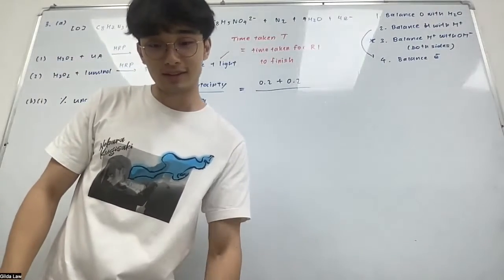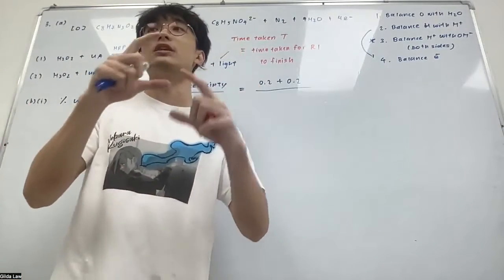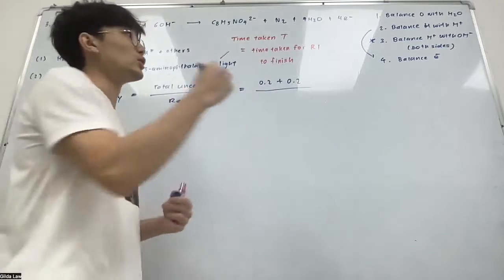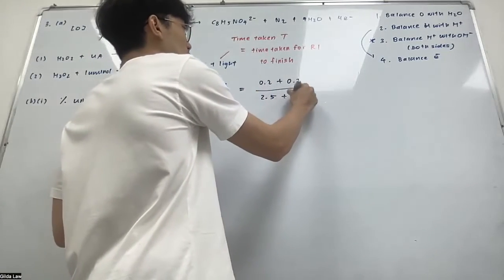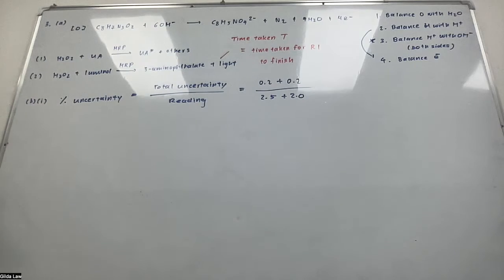Okay, let's take a look. No, 10 is the size of the thing. Okay, but reading is in how much you actually measure. So it's 2.5 plus 2. Yes, okay, so that's how you do this. I will talk about this next year when we talk about practical more.